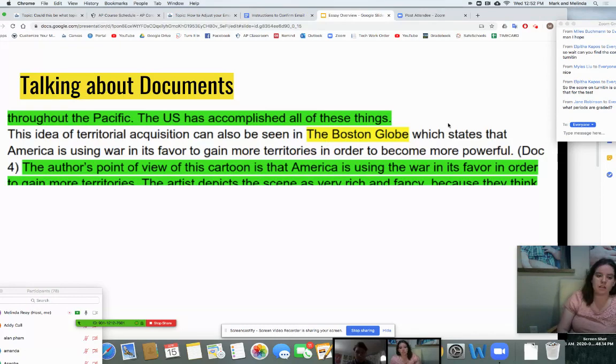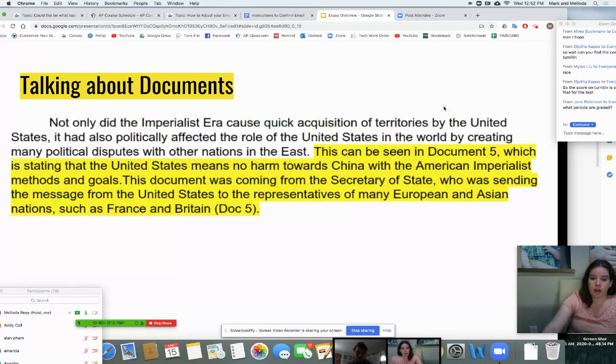This would be considered far too short and would not end up getting the point. Additionally, a lot of people have been broadly talking about things, but not about the document. If you notice in this one, they talk about how there were many political disputes with other nations in the East, and then they just throw in document 5, but then they never really talk about political disputes. They don't really talk about the document as much. They just say what's in the document, but it doesn't support their claim that it had many political disputes.